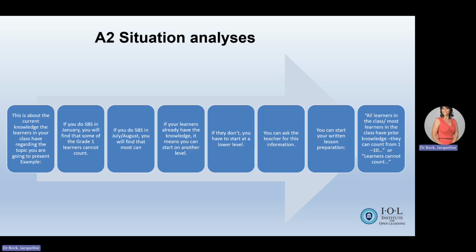You can ask the teacher for this information, but you can also, by posing questions to the learners, detect at what level they are. And you can start your written lesson preparation. For example, all learners in the class, or most of the learners in the class, have prior knowledge, so they can count from 1 to 10. So this is basically your situational analysis.